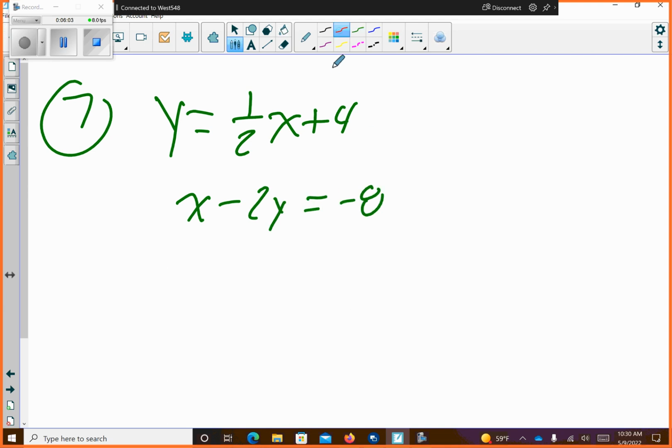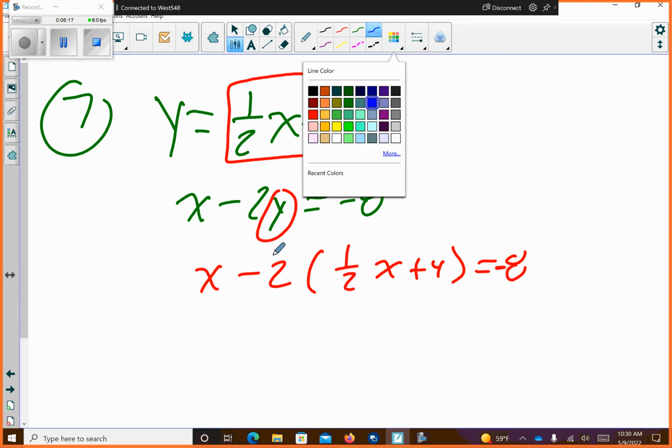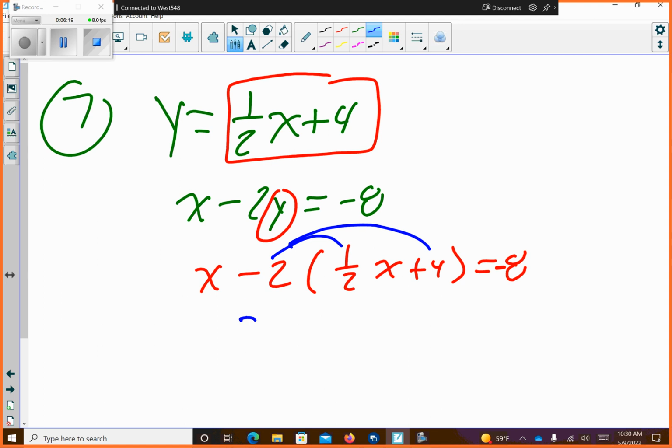All right. So we know that y is equal to this. So I'm going to replace it with this y. Make sure when you distribute, you're going to distribute the negative 2 over the parentheses. So we'll distribute the negative 2. So half of negative 2 is negative 1.